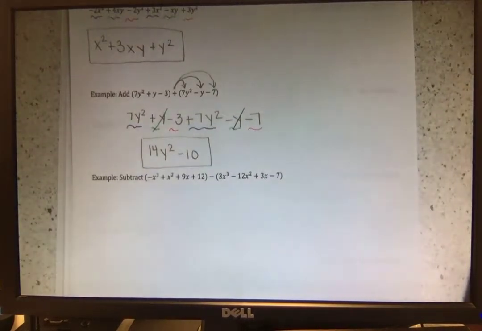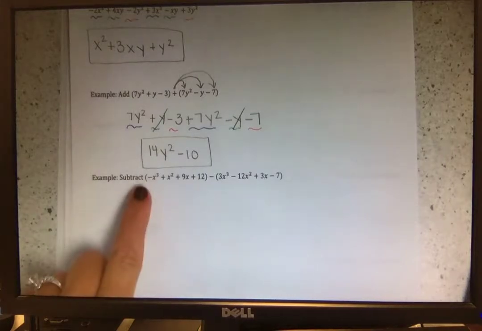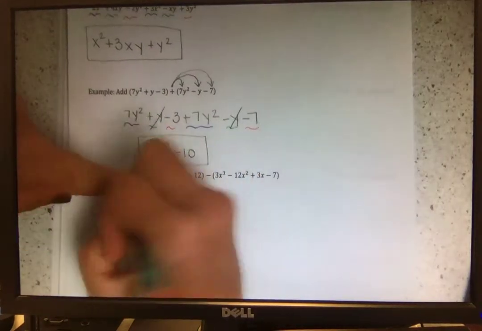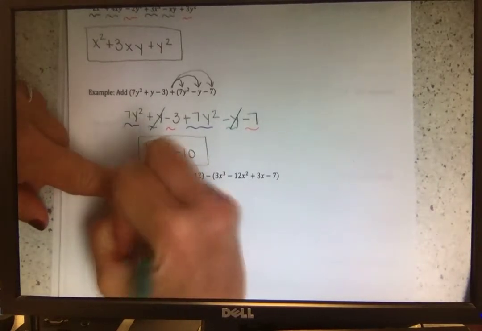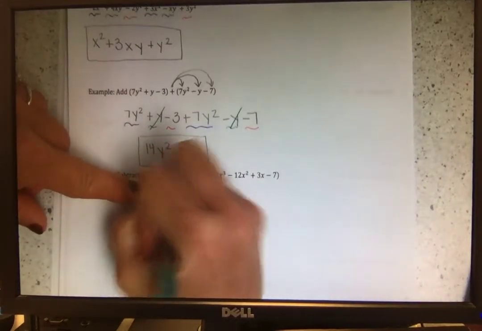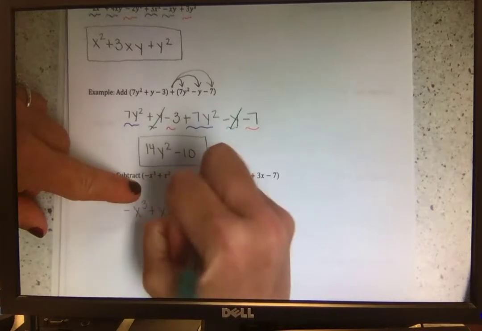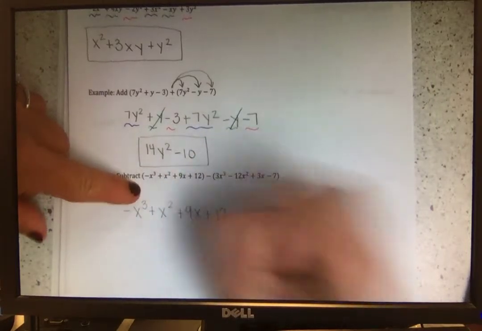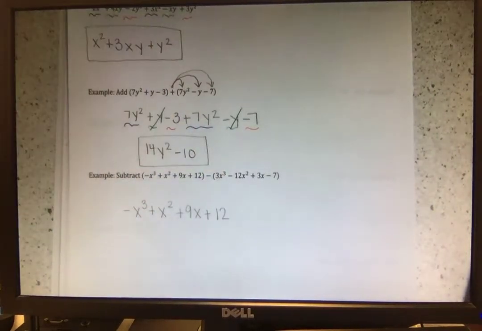Last example for this notes section, we're subtracting negative x cubed plus x squared plus 9x plus 12 minus 3x cubed minus 12x squared plus 3x minus 7. Again, outside of this first set of parentheses, there's nothing, or it's a positive 1. So it's going to stay the same, negative x cubed plus x squared plus 9x plus 12. Outside the second set of parentheses is that negative, so we have to distribute that negative 1 to everything inside the parentheses.